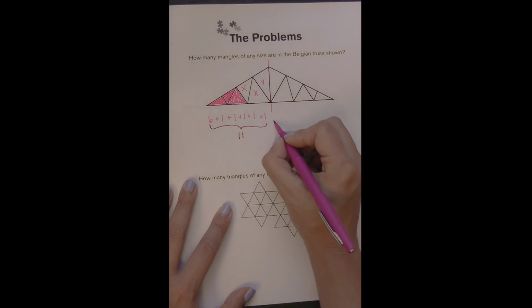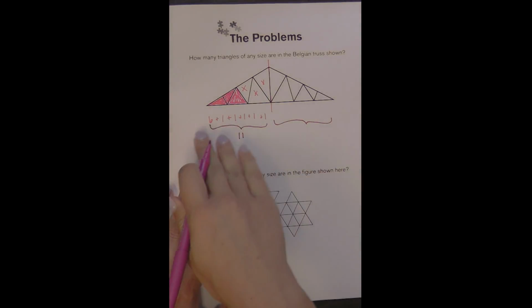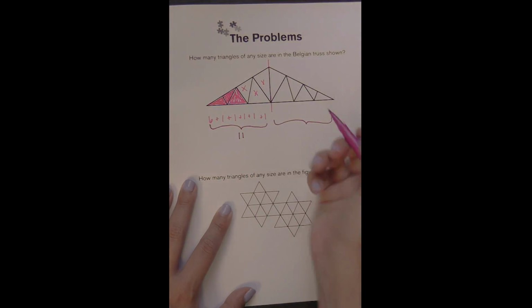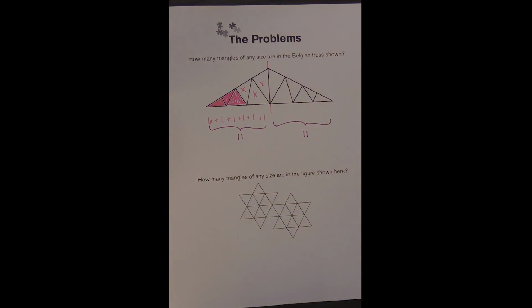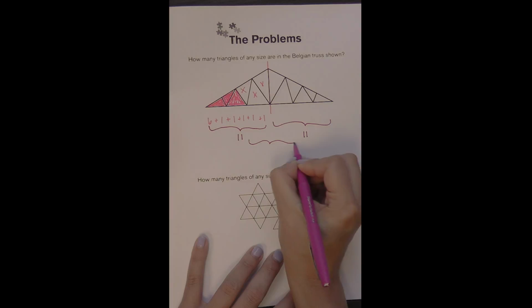And like I said, we can just double that, and we know that every triangle we counted over here, the mirror image is going to occur on this side, so we have 11 over there as well. So in total we counted 22.